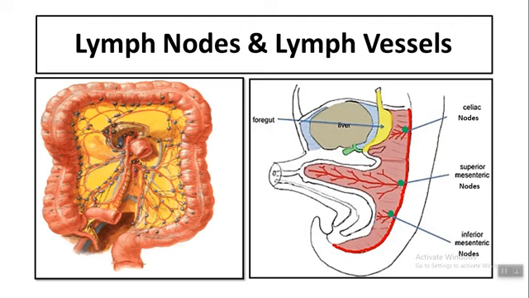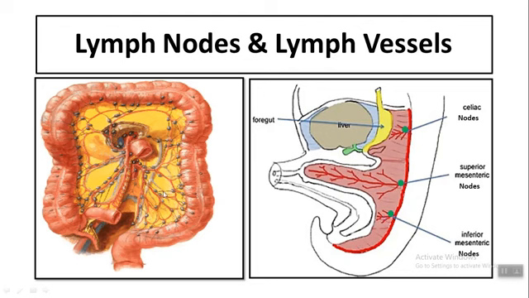As we explained previously, the foregut and its structures will drain to the celiac nodes. The midgut and its parts will drain to the superior mesenteric nodes, and the hindgut with all its constituents will drain into the inferior mesenteric nodes.